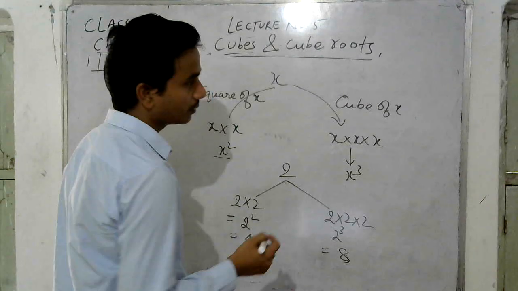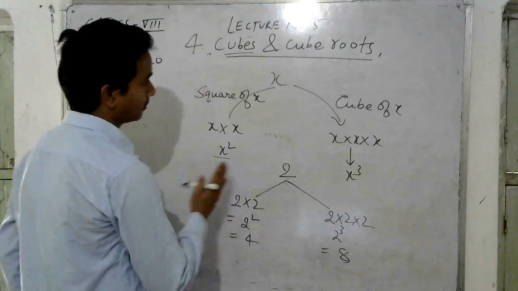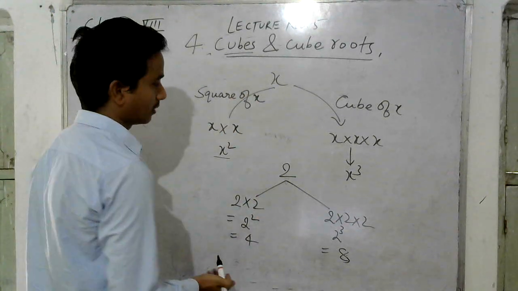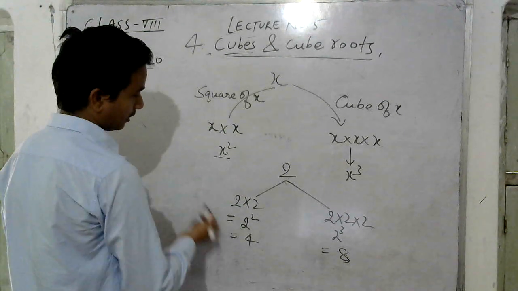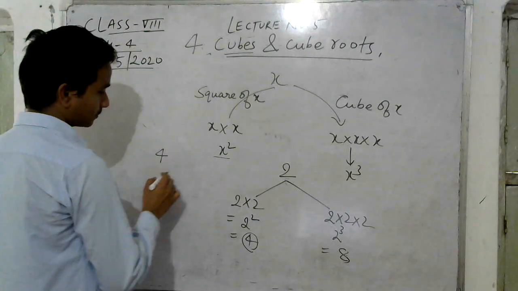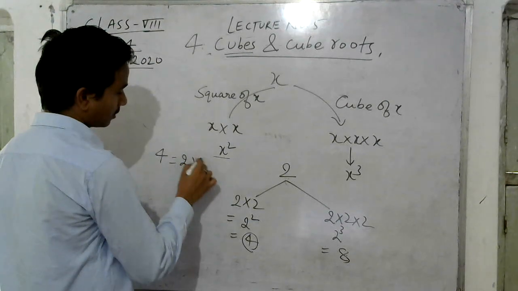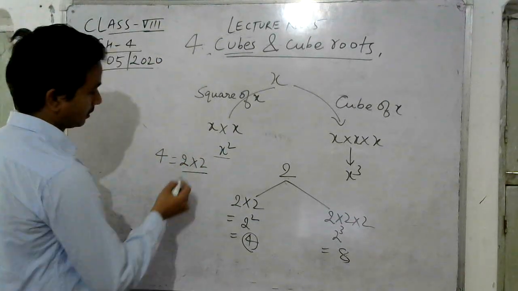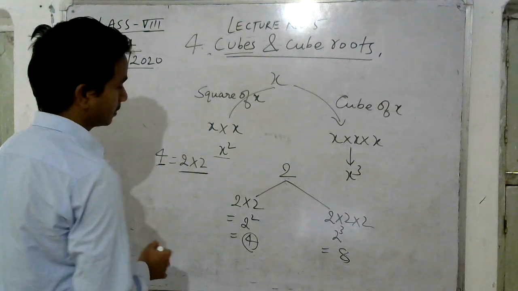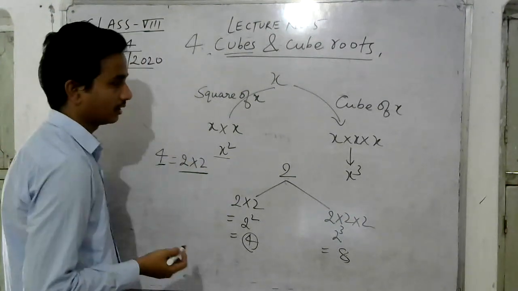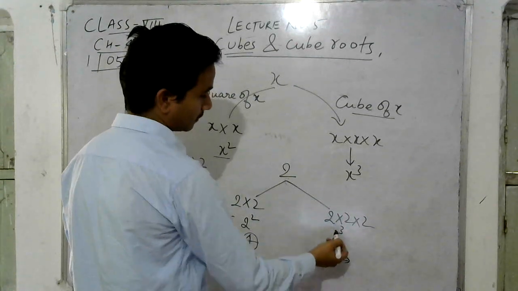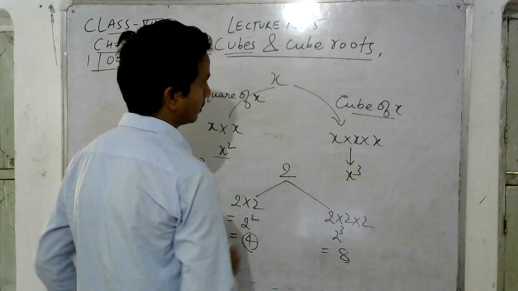Now we will study the difference between a perfect square and a perfect cube. In the square chapter, we learned what a perfect square number is. If any number, suppose 4, can be expressed as a product of pairs of equal factors, then that number is a perfect square number. Similarly, if any number can be expressed as a product of triplets of equal factors, then that number is a perfect cube number.